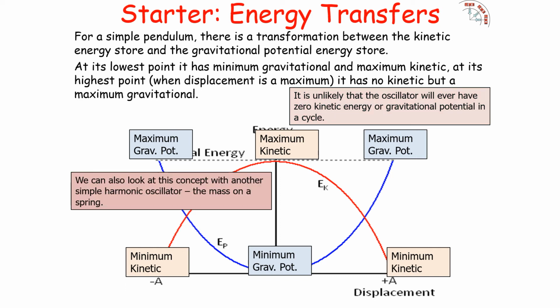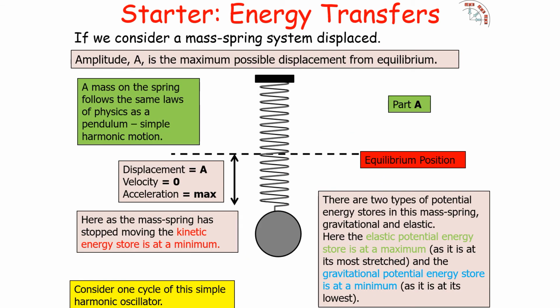So we can look at this concept with another simple harmonic oscillator, a mass on a spring. A mass on a spring follows the same laws of physics as the pendulum. Now there are two types of potential energy stored in a mass spring system. You've got gravitational potential energy and elastic potential energy, while you've still got the kinetic energy store of the particular mass spring system.